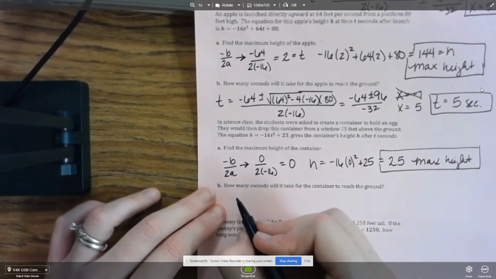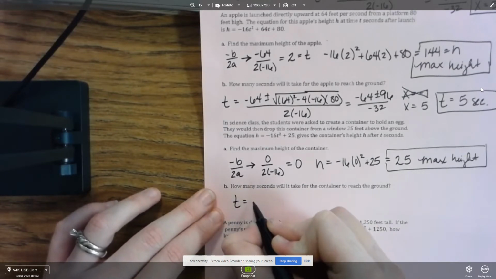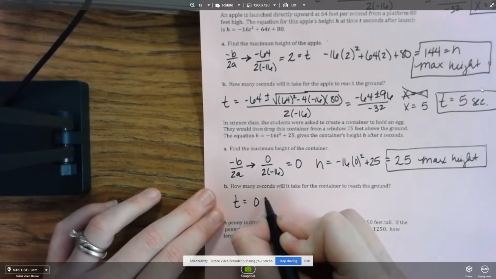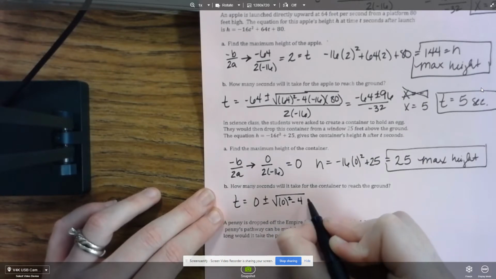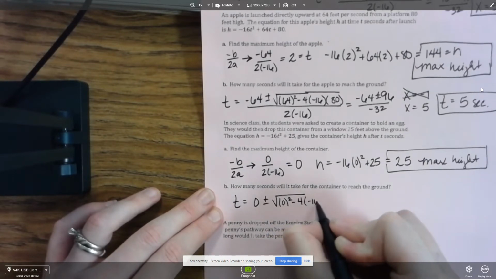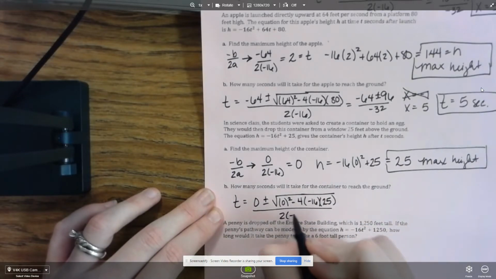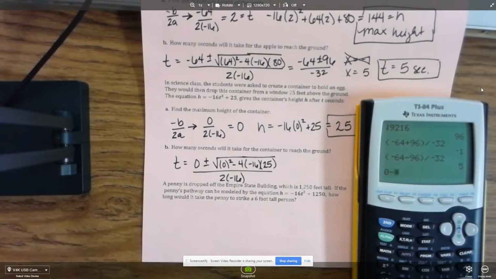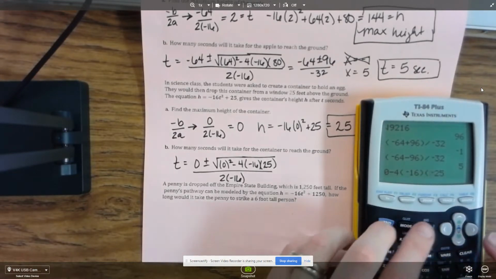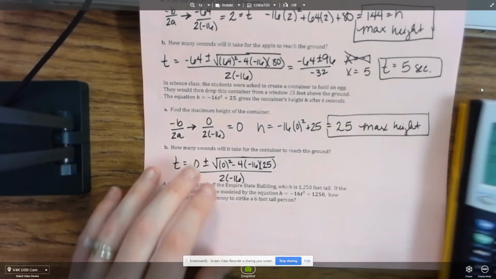All right, and then so now we're going to solve this. And so negative b, which is a 0, plus or minus the square root of b squared minus 4 times a times c divided by 2 times a. Okay, so now we have 0 minus 4 times negative 16 times, oh, not negative 25, sorry. So 1600, the square root of 1600 is 40.